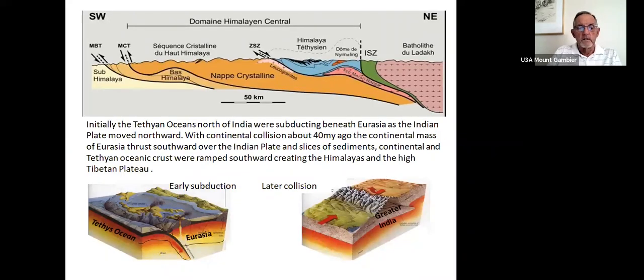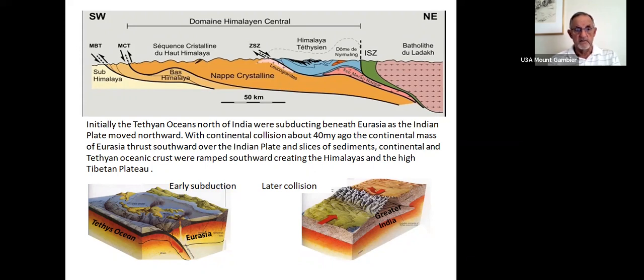Well, I've quickly gone to a little bit of India. Initially, Tethyan oceans north of India were subducting beneath Eurasia as the Indian or Australian plate with it moved northward. The continental collision about 40 million years ago, the continental mass of Eurasia thrust southward over the Indian plate, and slices of sediment, continental material, and Tethyan ocean crust were ramped southward, creating the Himalayas and the high Tibetan Plateau.